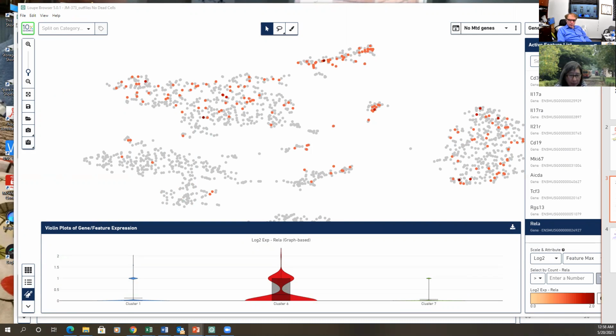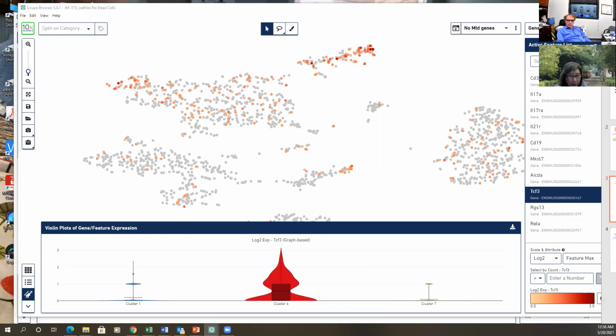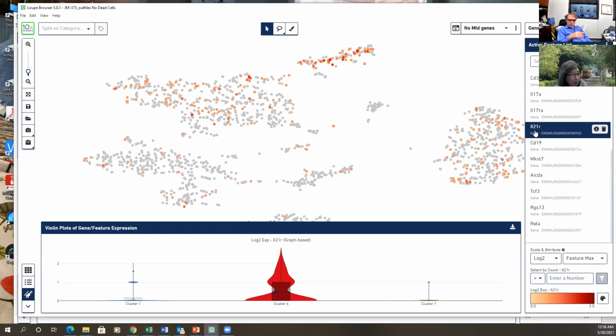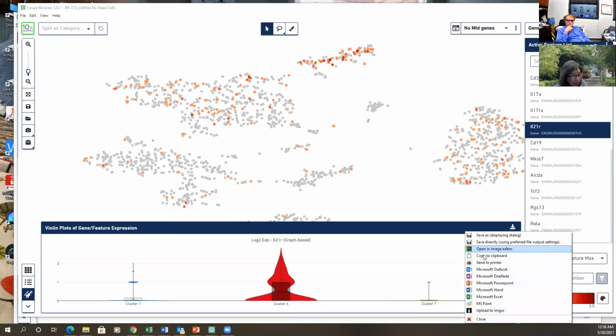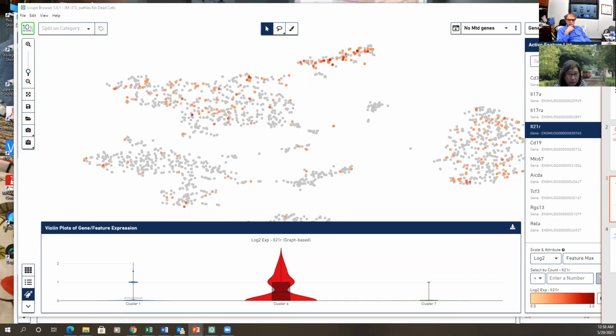Did you do TCF3? I did. Oh, you did. Now, what about IL-21R? So, it's the same, kind of like IL-17. It's a little lower. What about interferon gamma R? I guess it would be there.